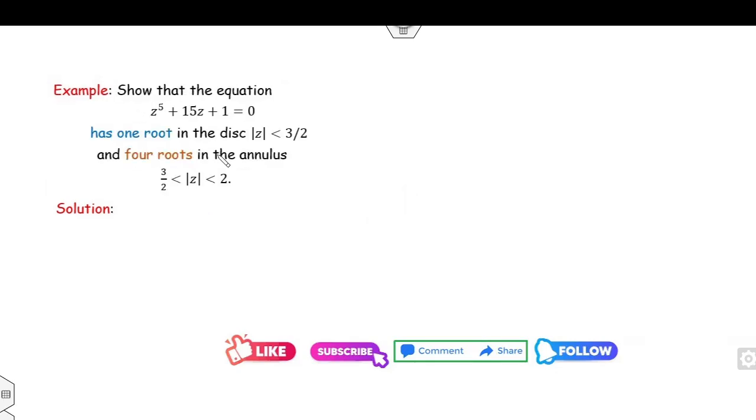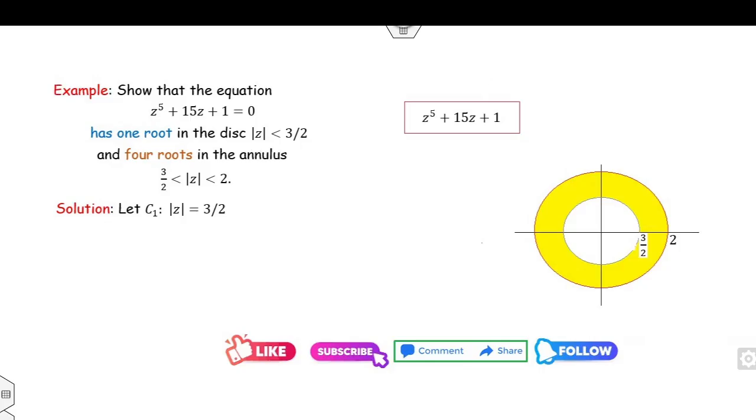Look at the next question. Show that the equation has one root in the disk |z| < 3/2 and four roots in the annulus between the two circles. First, let us take the first part. On the boundary of the circle, can you find this number?